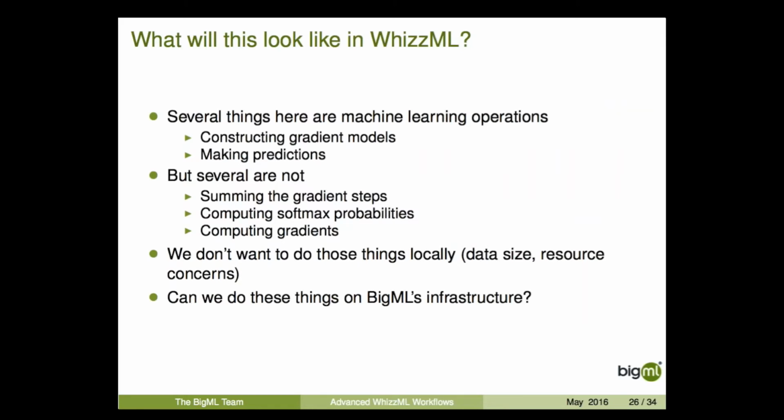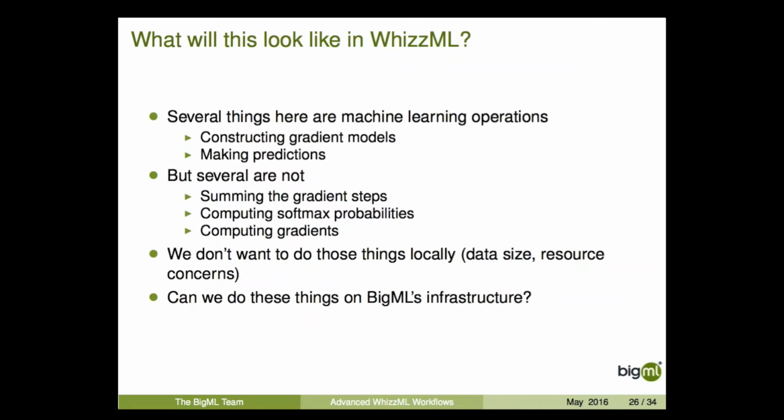Okay, so what does this look like in WhizzML? As with these other algorithms, a lot of the pieces of the algorithm are these machine learning primitives that we were talking about before: constructing the models, the regression trees that represent each gradient step, and also making the predictions with each of the regression trees. But some of these are not natural machine learning operations. For example, summing all of the gradient steps is something that's not a machine learning operation. It's just basic arithmetic. Computing the softmax probabilities, computing probabilities given the sums of scores, again, isn't a machine learning thing. It's just doing some mathematics. Computing the gradients, similarly, is just math. It's not machine learning in particular.